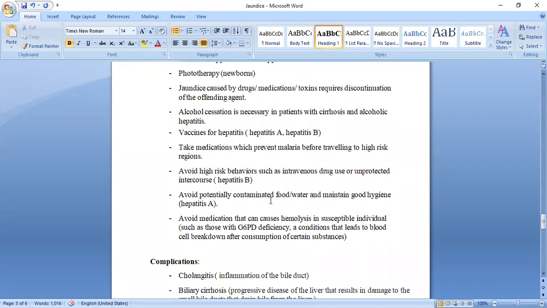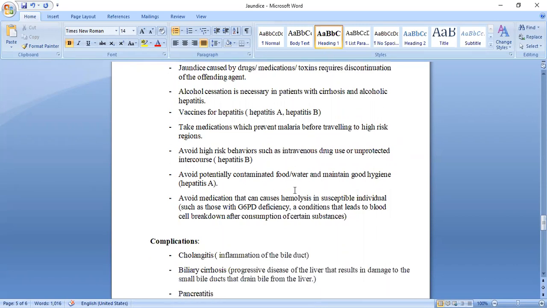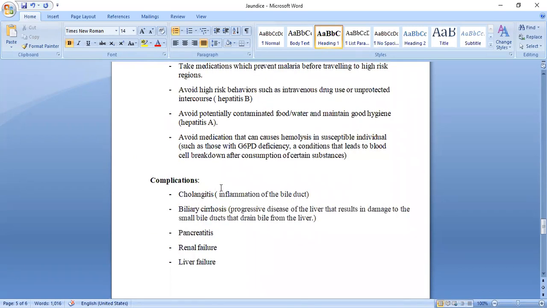Avoid potentially contaminated food and water, and maintain good hygiene. Don't eat roadside food. Don't eat contaminated food. Don't have contaminated water. Nowadays, distilleries are available. Avoid the medication that can cause hemolysis. Some of the drugs cause what? Hemolysis. So don't take that type of drug. Why is the hemolysis taking place? Because of deficiency of glucose-6 phosphate, isn't it? So avoid that one. Now see the complications.